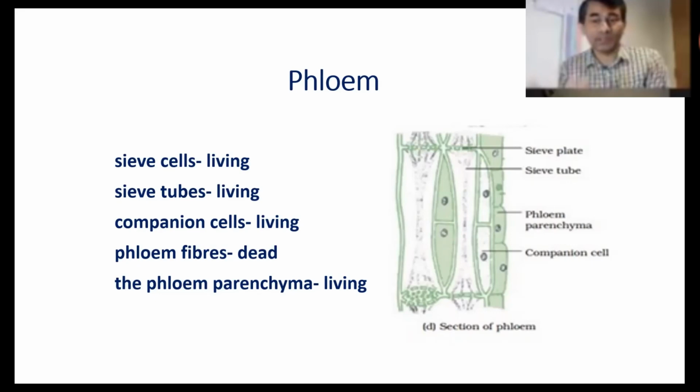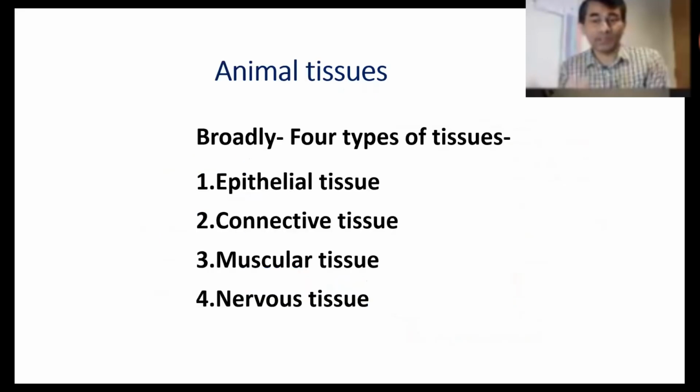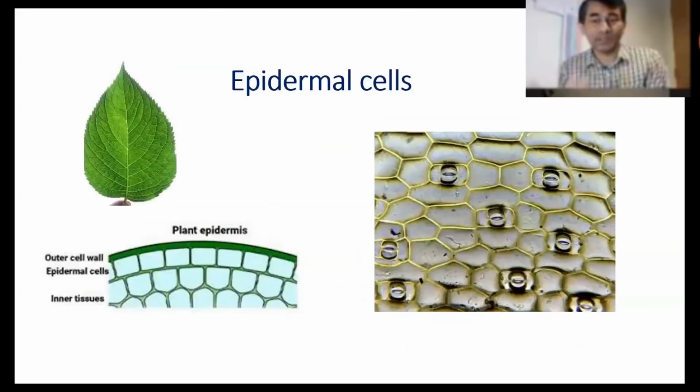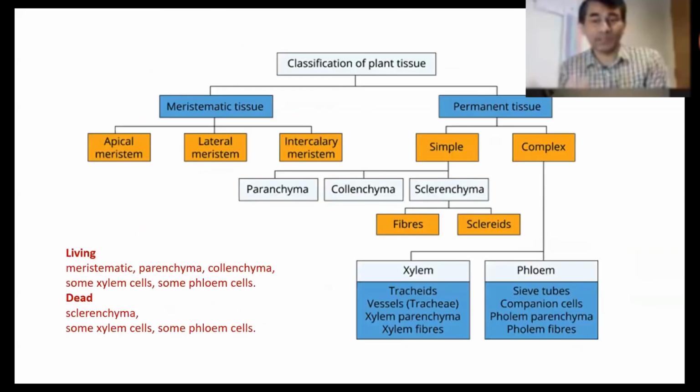So xylem and phloem are permanent complex tissues. Next, animal tissue I'm going to take next time. Let's go quickly through this classification again. So the classification of plant tissue is meristematic tissue and permanent tissue. Meristematic tissues are apical meristem, lateral meristem, intercalary meristem. Permanent tissues are simple and complex.